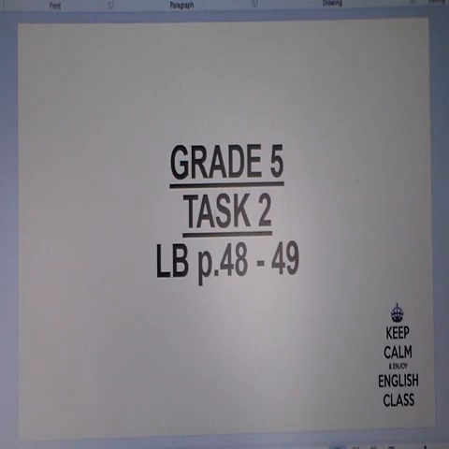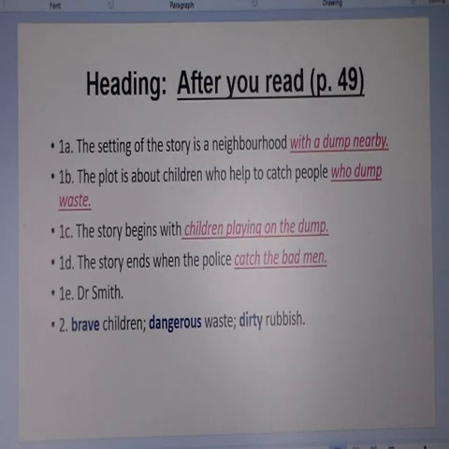It's in your textbook on pages 48 to 49. The heading that you should have written for me is after you read page 49. So you had to read your story and then you had to do these questions. Question 1A to D are the sentences I asked you to write down with the correct answer. You had to select from 2 options. The first one is the setting of the story is a neighborhood with a dump nearby. I've highlighted the correct answer in pink for you and I've underlined it for you.